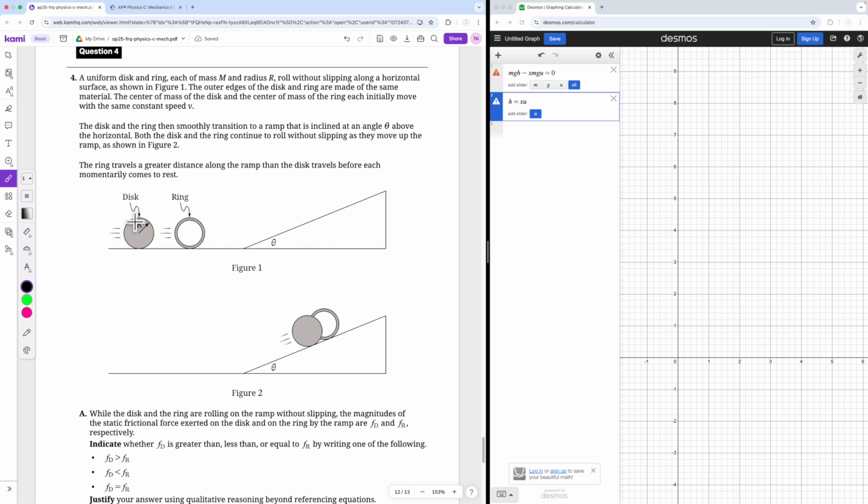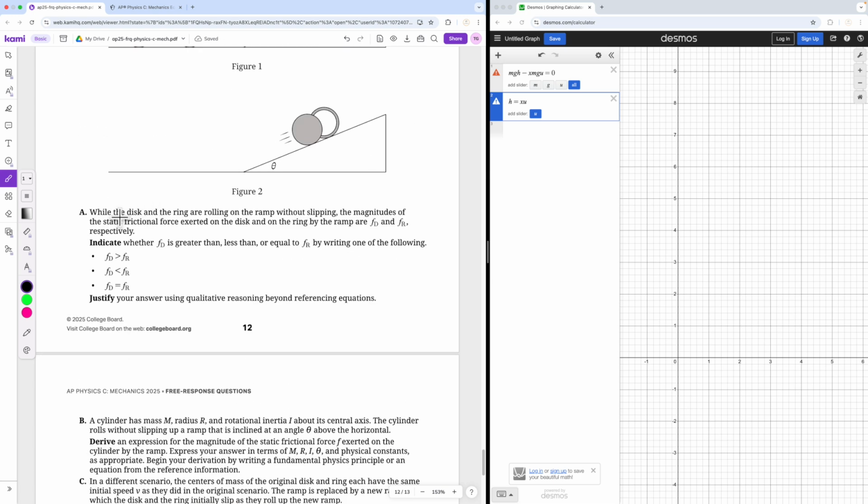So question 4, you have a disc and a ring going up this ramp, and it says the ring travels a greater distance along the ramp than the disc. Okay. And let's look at the first question, part A. While the disc and ring are rolling without slipping, the magnitudes of static frictional force exerted are Fd and Fr. And you need to indicate which is greater, less than, or equal to. Is Fd the same, less, or greater? And justify your answer using qualitative reasoning, so no equations.